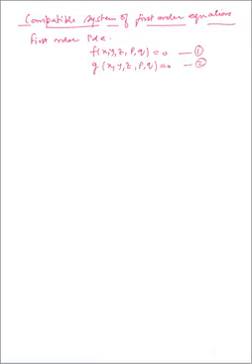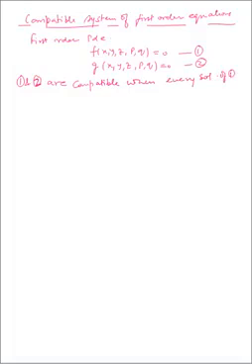Now these two equations 1 and 2 are compatible when every solution of one is also a solution of the other, meaning we have the same solutions. And now we want to find the condition for which 1 and 2 are compatible.